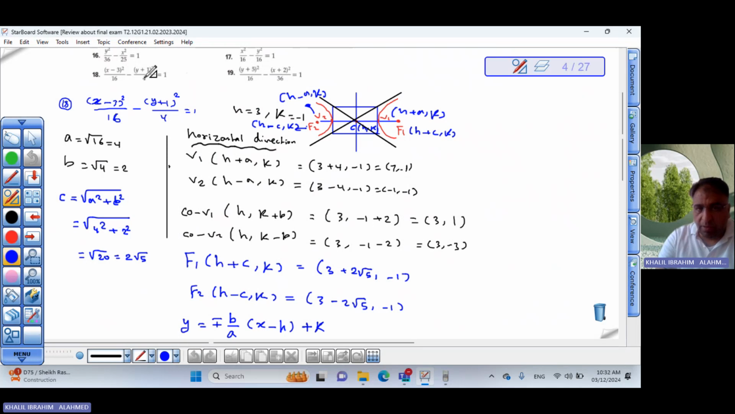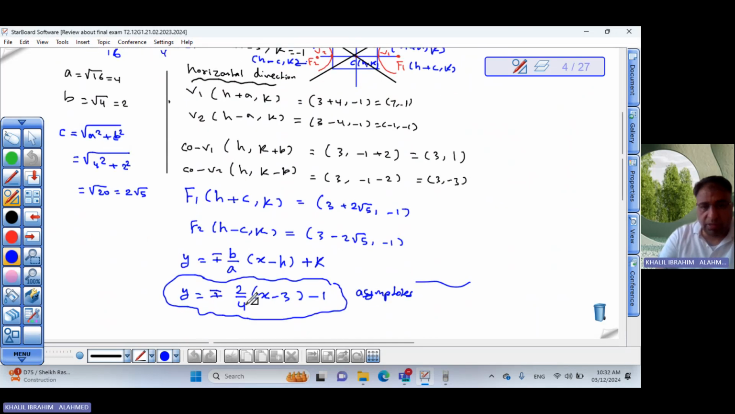Look at y in the equation. What is the number? The radical of the number b. Here b equals radical 4 equals 2, so the slope is b over a. This is the equation: y equals plus or minus 2 over 4 times (x minus 3), minus 1. Just substitute the values of a and b, h and k. That's it. It's easy to solve this question.